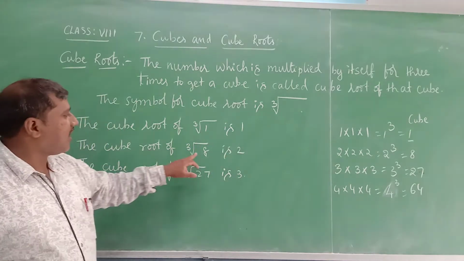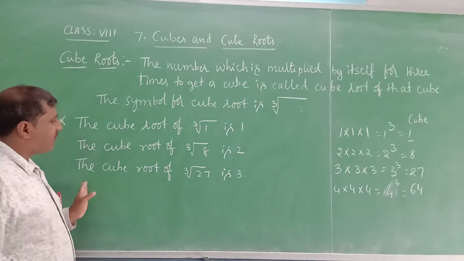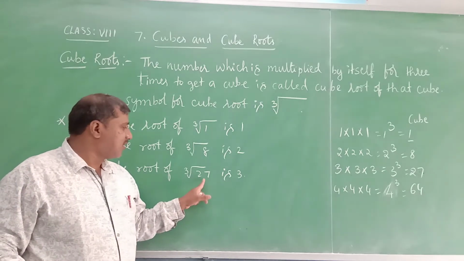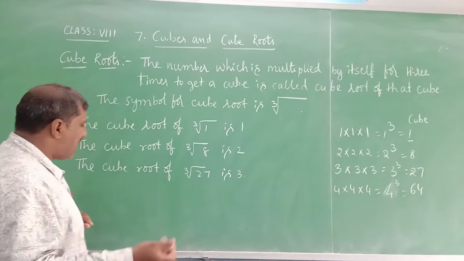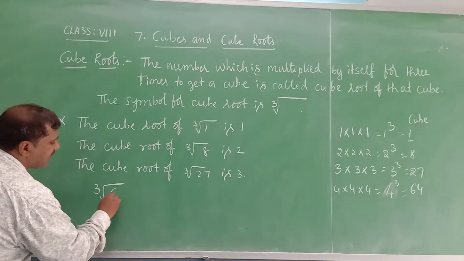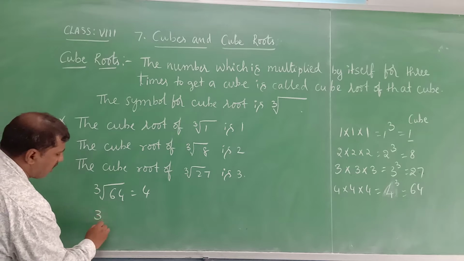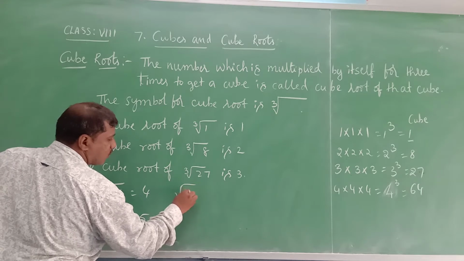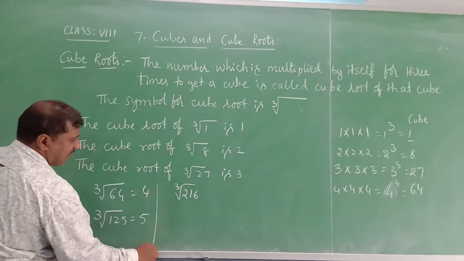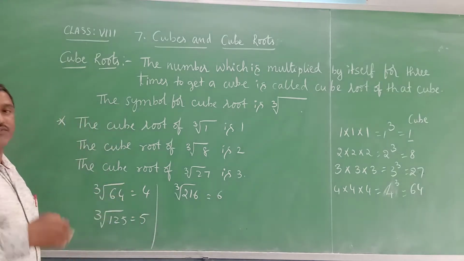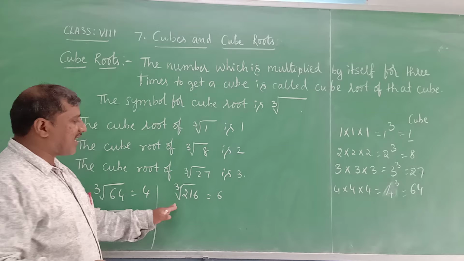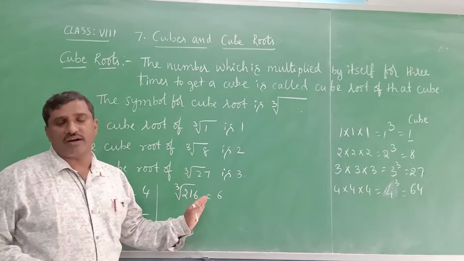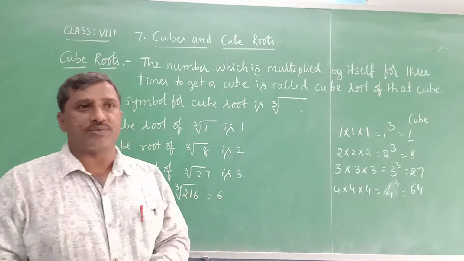Now the cube root of 1 is 1. The cube root of 8 is 2. Here this is the symbol, the cube root of 27 is 3. Like this, the cube root of 64 is equal to 4. The cube root of 125 is equal to 5. The cube root of 216 is equal to 6. Like this we can write the cube roots, and so on we can get the cube roots of the cubes.